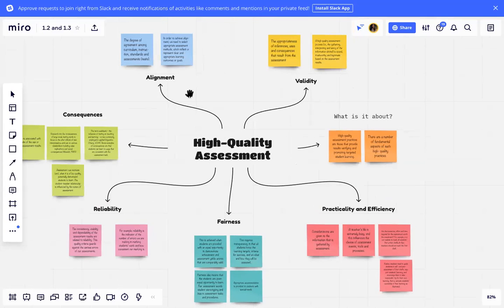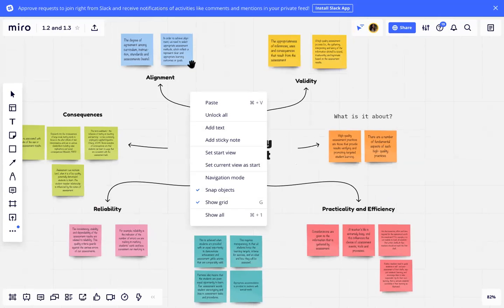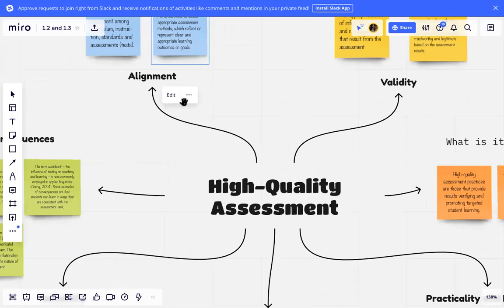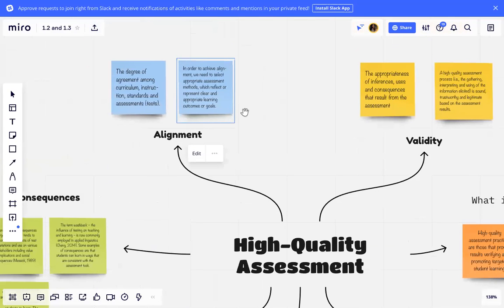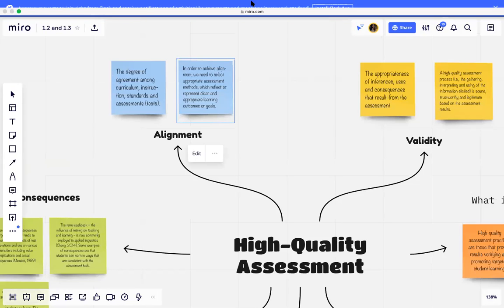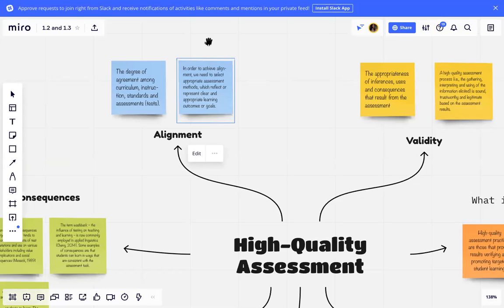The first one is alignment. It is the degree of agreement among curriculum, instruction, standards, and assessments, or tests. For this purpose, we need to select appropriate assessment methods, which reflect or represent clear and appropriate learning outcomes or goals.